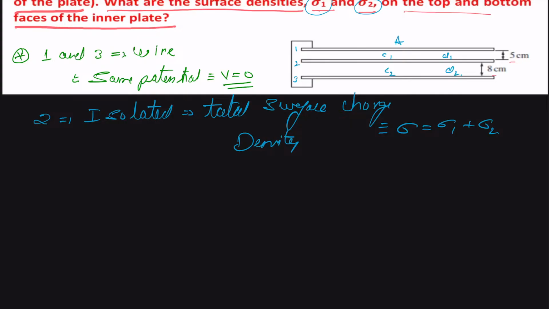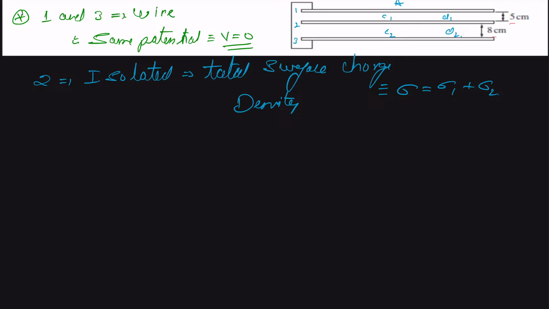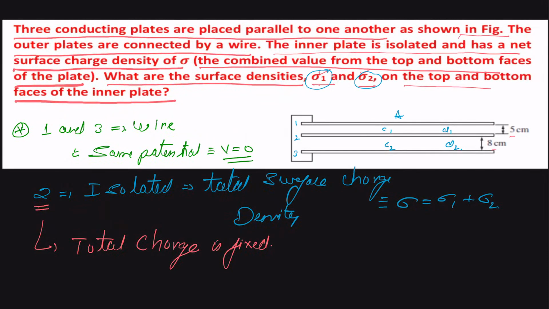One important thing is that the plate number 2 is isolated, so obviously its total charge will be fixed. Therefore we can say for this plate number 2, its total charge is fixed. And our plate number 1 and 3, which are connected together, are going to behave like a single conductor.